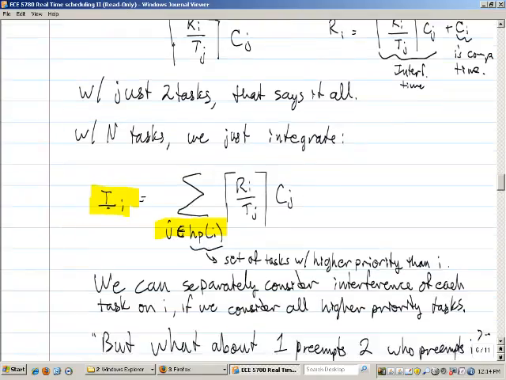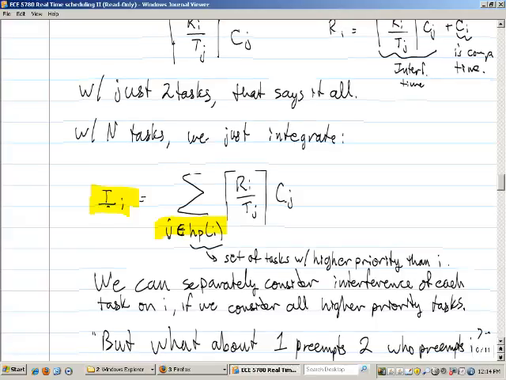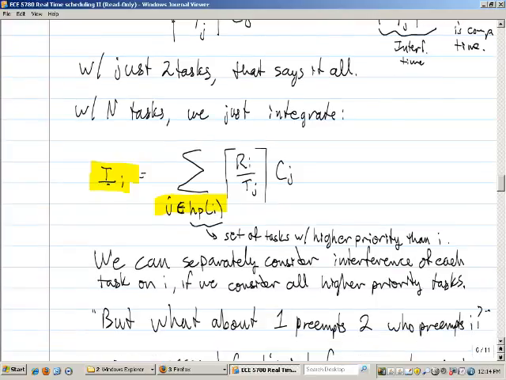With two tasks, it becomes very simple, but when we have more tasks, it becomes more complicated. And so what we do is we just use a summation relation, that is how many times any high priority process is going to run. Do that for each of the high priority processes, multiply the number of times by that respective compute time for the process, sum it all, add to the lowest priority process's compute time, and that will give us the total interference time.